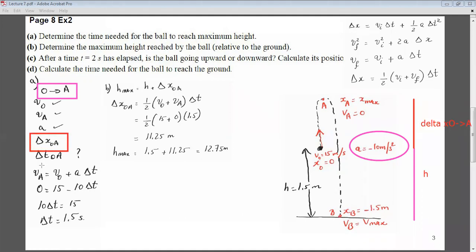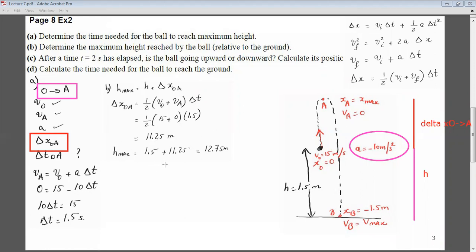It's delta X OA. So I go back to my box here. I know VO, I know VA, I know acceleration, I even know now delta T. So what is delta XOA? I use the fourth equation. You can use the second equation, the first equation, all of them will give you the same answer.